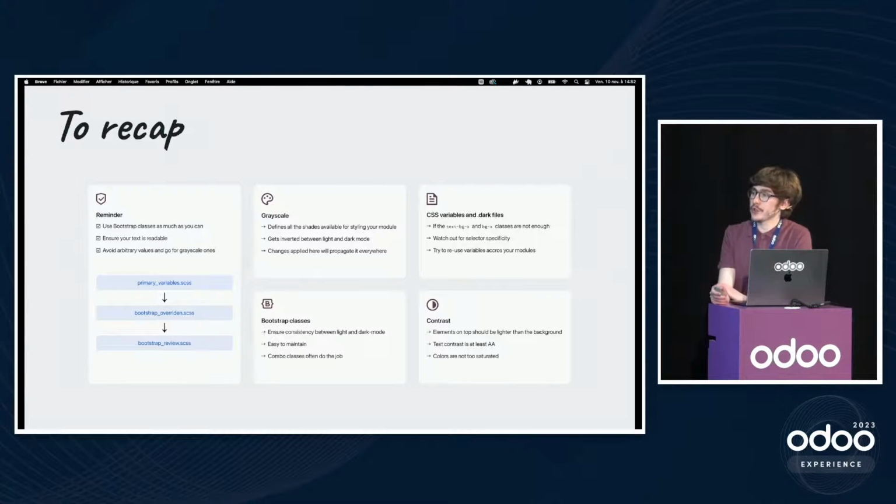And lastly, for the contrasts, elements that you apply on top should be lighter. So this is the elevation we talked about. This is a recommendation, but you should at least aim for a text contrast and a color contrast that is at least AA. This can be checked by inspecting the element. And try to avoid colors that are too saturated.